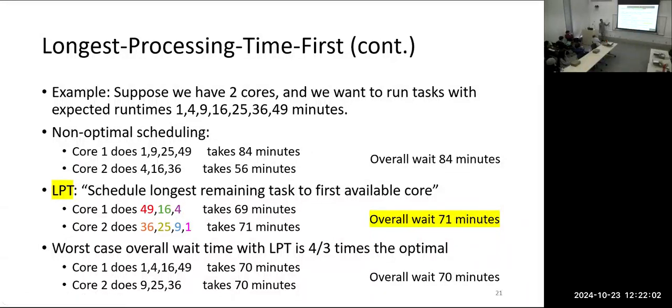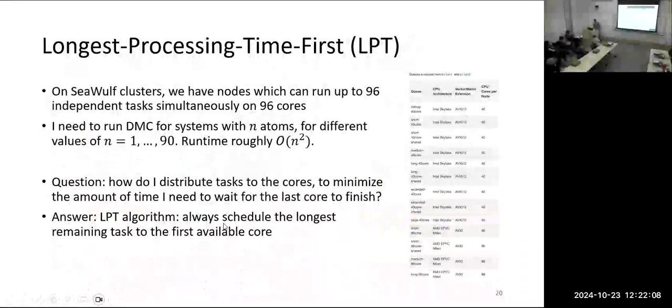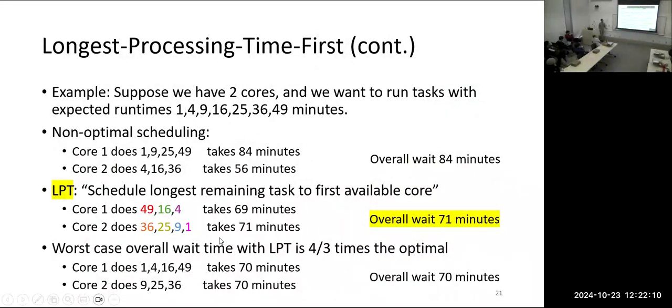So in this case, core 1 and core 2 take almost the same amount of time, 69 and 71 minutes, and you have to wait 71 minutes for it to finish. And it might seem like 84 minutes and 71 minutes are not that much different from each other, but the diffusion Monte Carlo takes much longer than this number of minutes to run for a large number of particles. It can take, in fact, up to 7 days to run. And so 84 versus 71 can mean the difference between like 7 days versus 6 days. Like I can save an entire day with this algorithm.